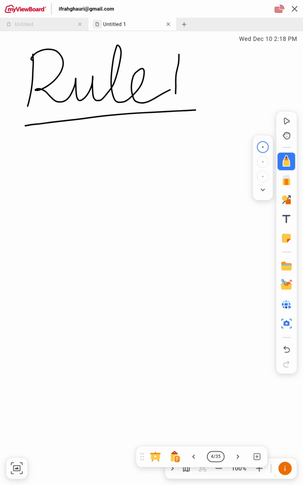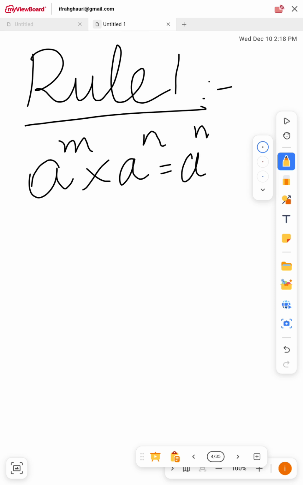Okay, rule number 1. What is rule number 1? a power m into a power n is equal to a power m plus n. Simple. a power m times a power n is equal to a power m plus n. When the bases are same, the powers are added.